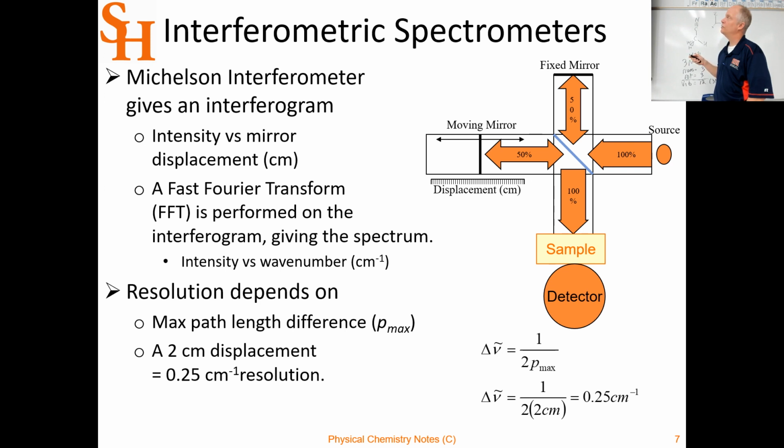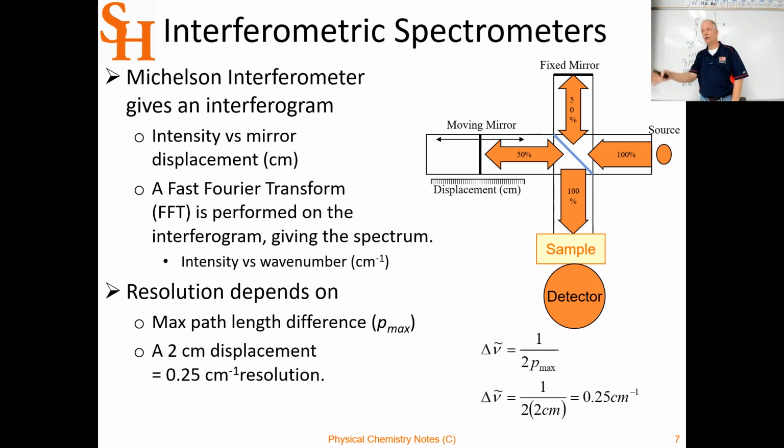And we measure with the computer the displacement of that mirror. So the light goes at two different paths and recombines at the beam splitter and produces an interference pattern. So it recombines at this beam splitter, comes through the sample and to the detector. So this is a single beam instrument.